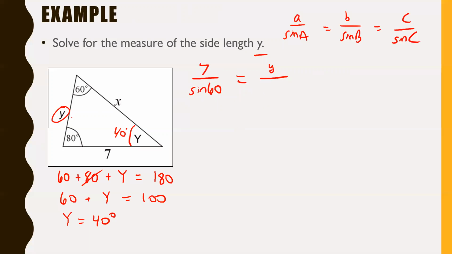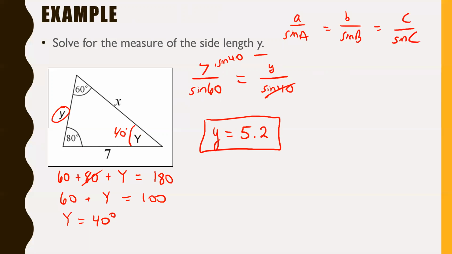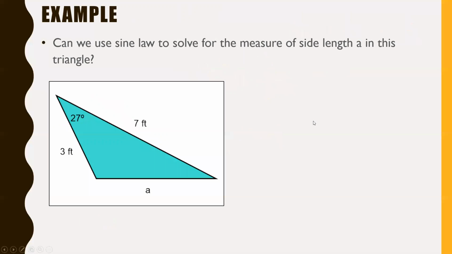Let's throw this into our sine law now. So we have y over sine of 40. And then to solve for this side length y, we just need to times by sine 40 on both sides. So we can throw this in our calculator all in one big swoop. So 7 times sine 40, and then divide that by sine of 60. And you're going to get, let's say, just the nearest tenth, y is equal to 5.2. There we go. So that would be the length of this side y. And there's no units on this. Like if it was 7 feet, would be good, but we don't have units on it, so it doesn't really matter. All right, here's the next example.